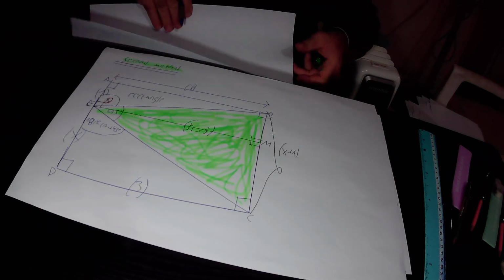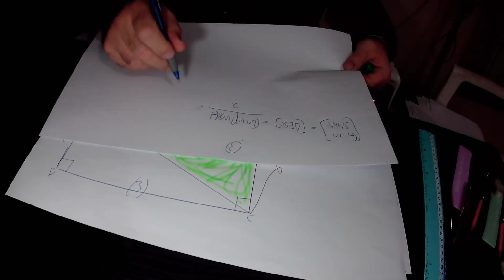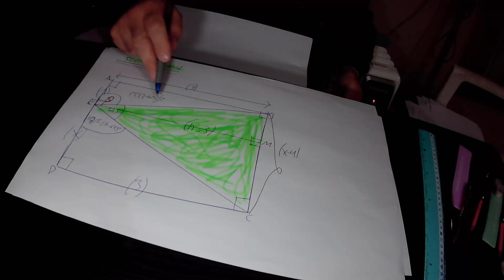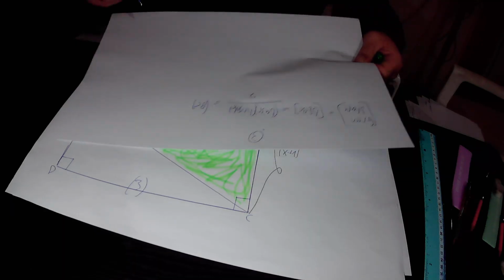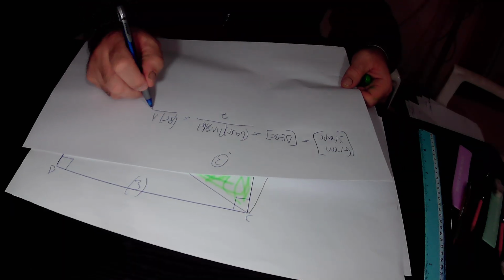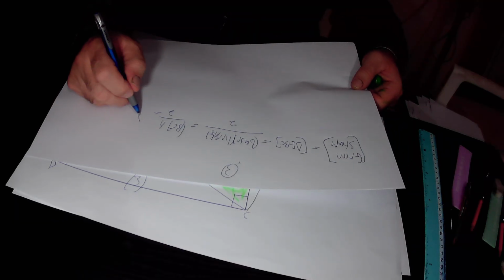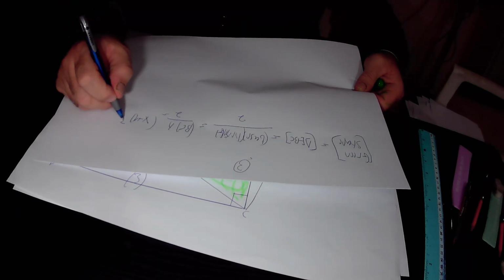We'll choose the base of this green triangle EBC as BC. The height is h, because h is perpendicular to the base BC. The area is the base times the height over 2. BC is x plus 1, times the height h, which is 3 over 2.